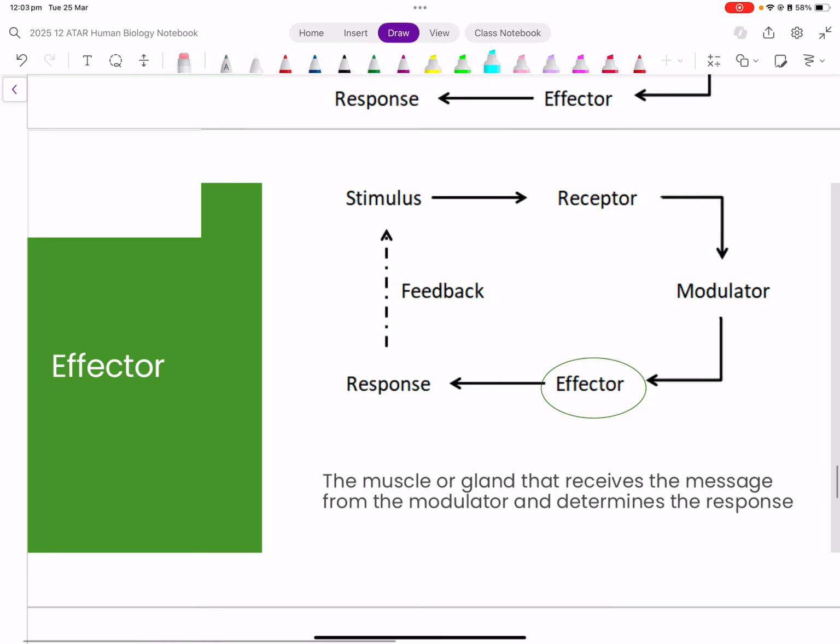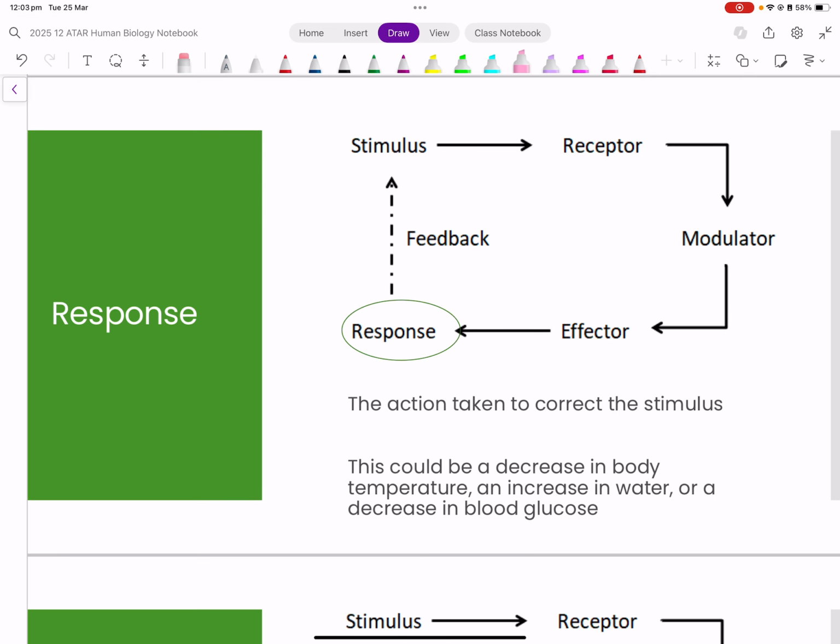Up next, we have the effector, and an effector is always going to be a muscle or a gland. It is the thing that receives the message from the modulator and determines the response. Okay? Finally, we go to our response. The response is the actual action taken. Okay, so we've previously seen a response when we've looked at reflex arcs and spinal reflex arcs, and if we touch something, our bicep muscle contracts, which would be the effector. The response is the hand pulling away. Okay, now in this instance, the response could be, in the case of a stimulus where our body temperature increased, a decrease in body temperature.